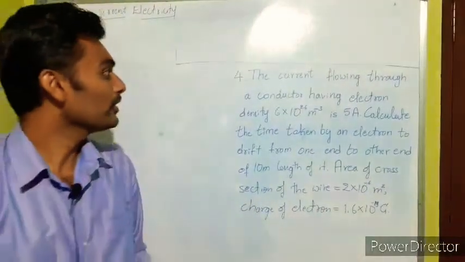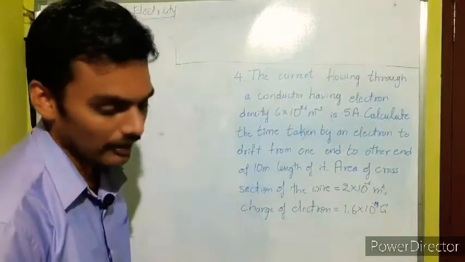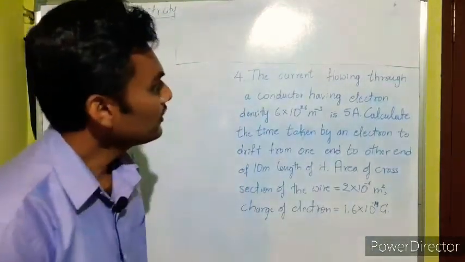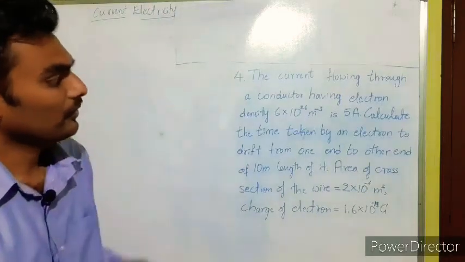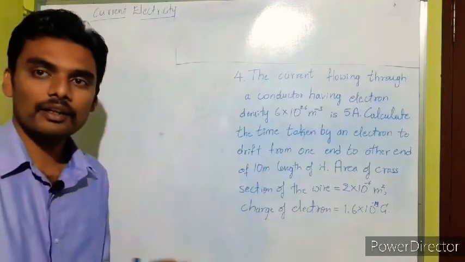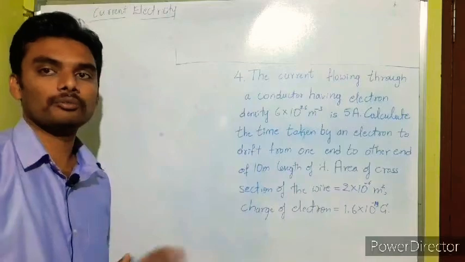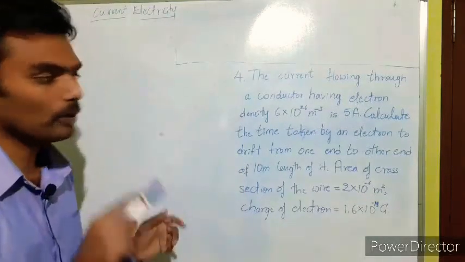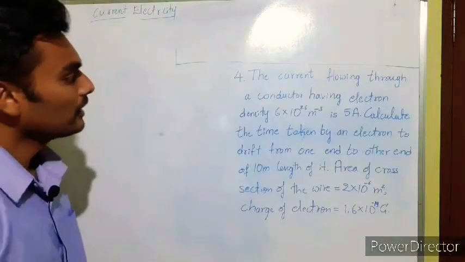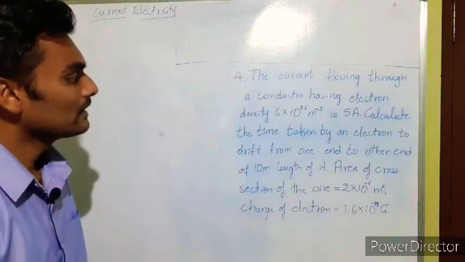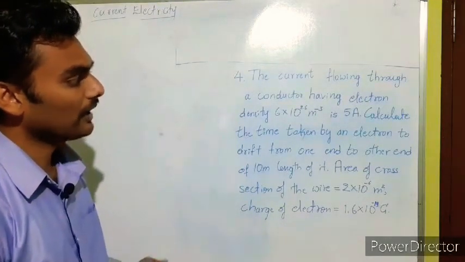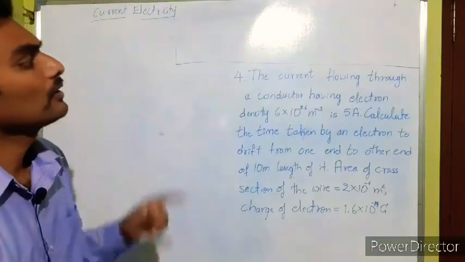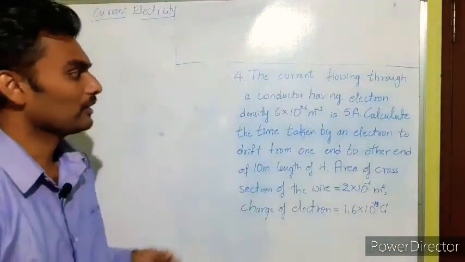So next question is the fourth one and is as follows. The current flowing through a conductor having electron density, so electron density and number of electrons per unit volume, both are one and the same, having electron density 6 into 10 to the power of 26 per meter cube, is 5 ampere. So current is given, small n is given.